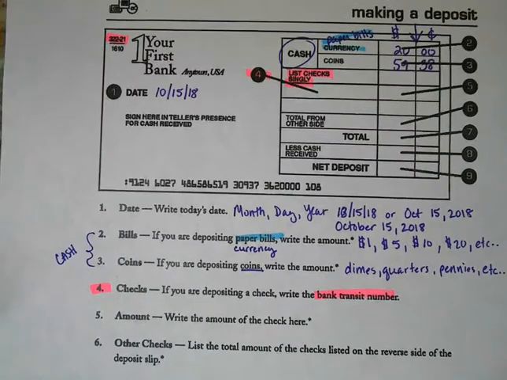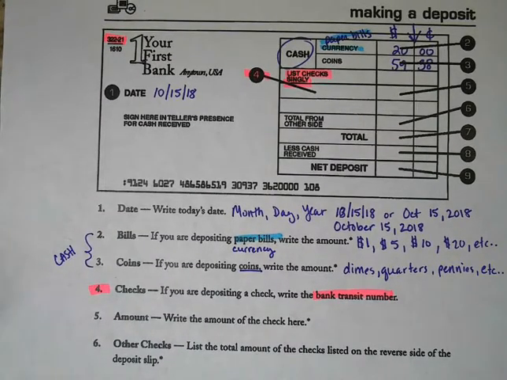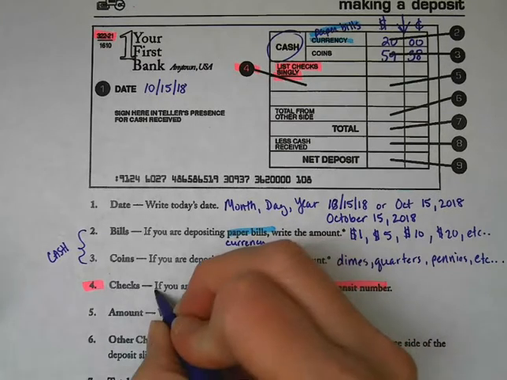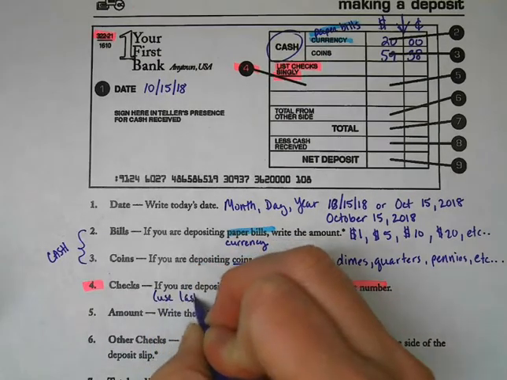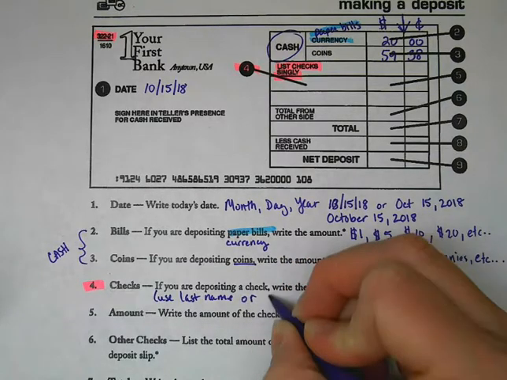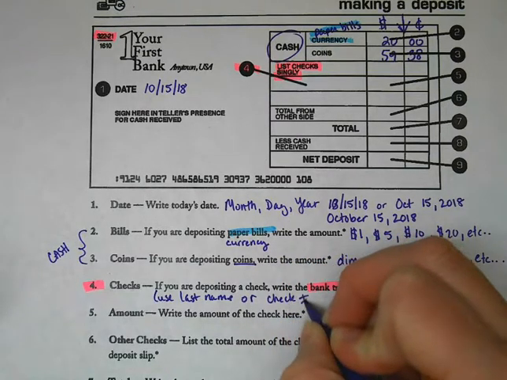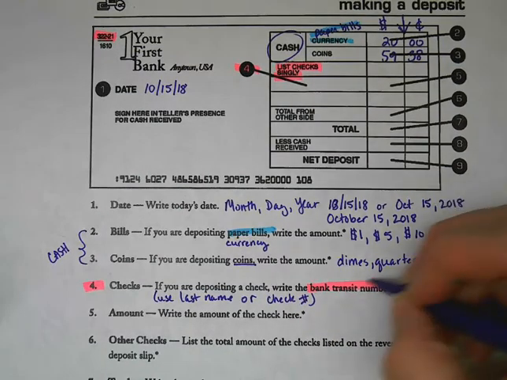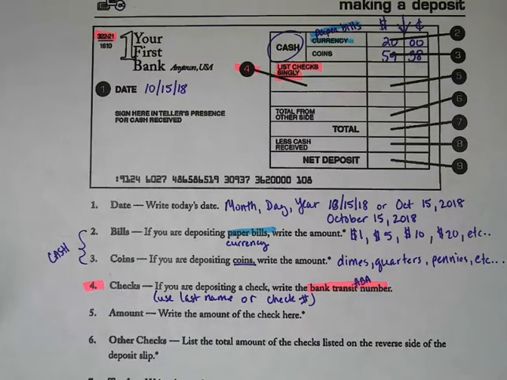But instead of using the ABA number or the bank transit number, we will just either use the last name of the name on the check. So we will say use last name, or the check number that you're depositing. That's the best thing to do because the ABA number, that's bank transit number, it just typically isn't used anymore.